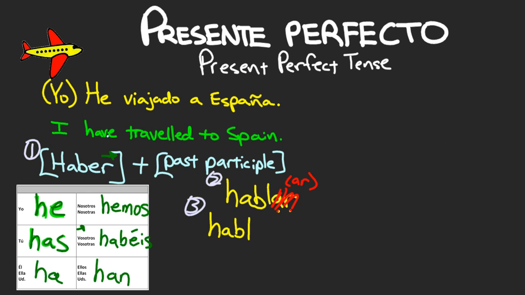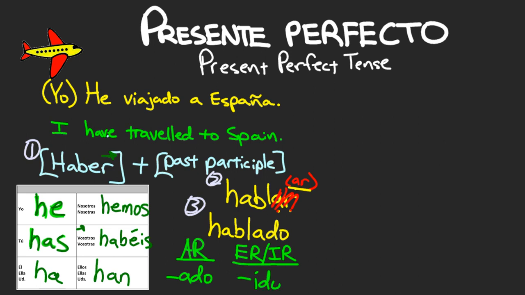First is to use the form of haber. Second step is to cross off the AR, or the infinitive ending. Third step is to use our stem that's remaining. And then the fourth and final step is to add our past participle ending. For an AR verb, we use ado. So for those AR verbs, just so you can see it here, ado is the ending. For ER and IR verbs, the ending is ido.